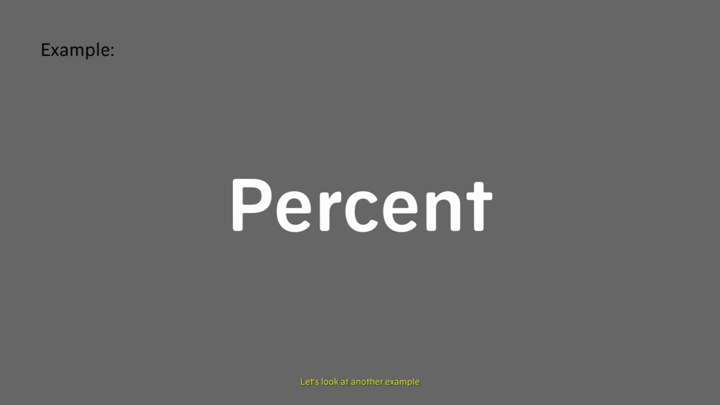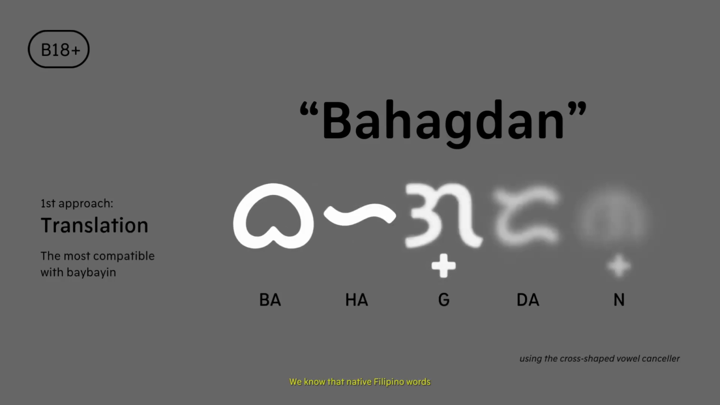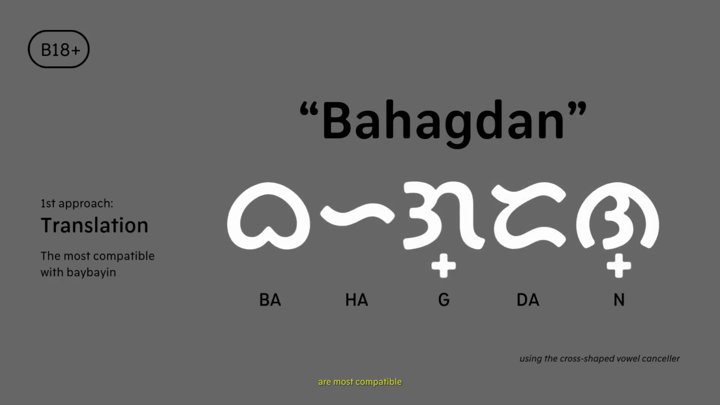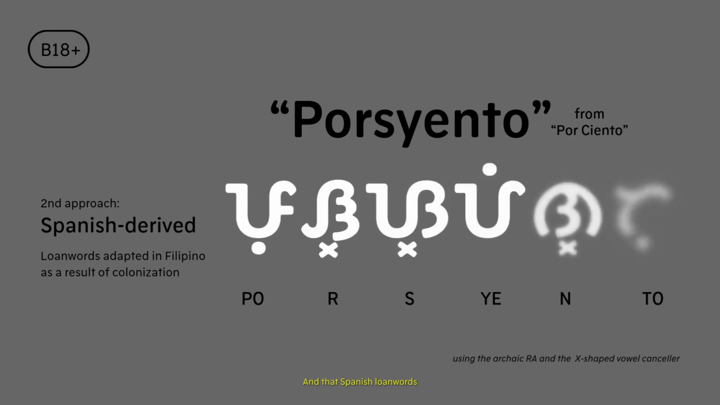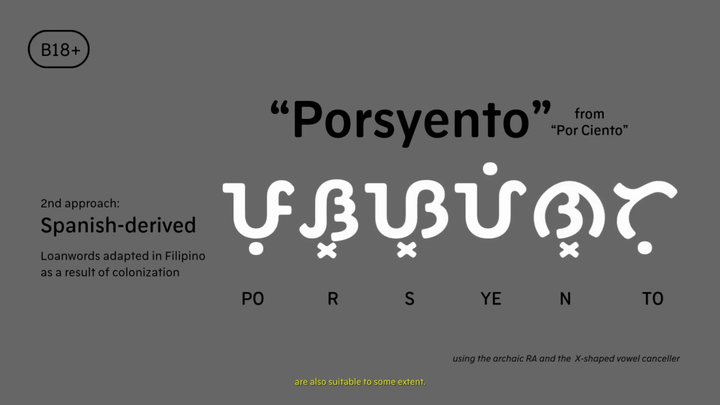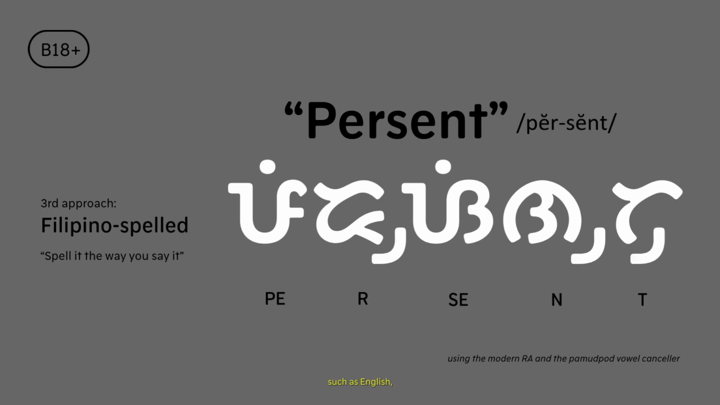Let's look at another example using the word "percent." We know that native Filipino words are most compatible when writing with Baybayin, and that Spanish loanwords are also suitable to some extent. Writing words from other languages, such as English, is also achievable if you keep in mind the golden rule: spell it the way you say it. However, the sounds may not always be translated accurately using Filipino phonetics.